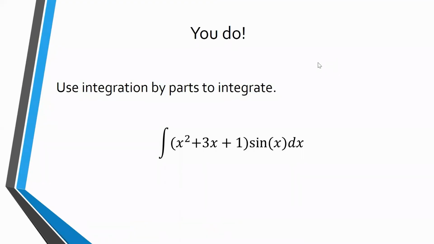What I would like you to do is to use integration by parts to integrate the following function. We have here a quadratic polynomial multiplied times a trig function, in this case, multiplied times sine. Go ahead, push pause on this video, and try this problem on your own. Because you have a quadratic polynomial, this is going to require 2 integration by parts in order to do.